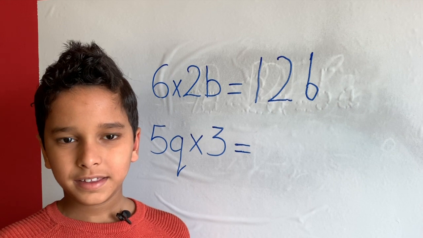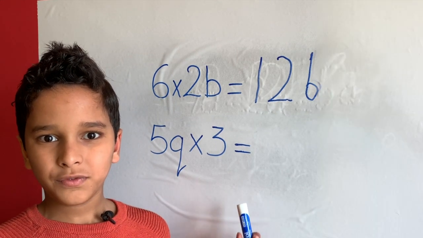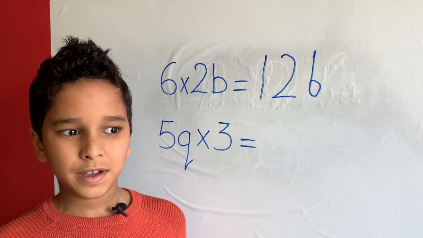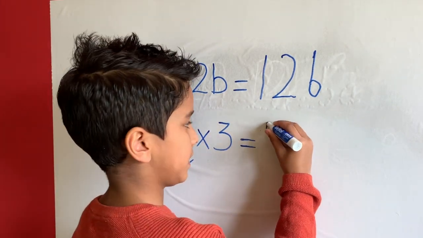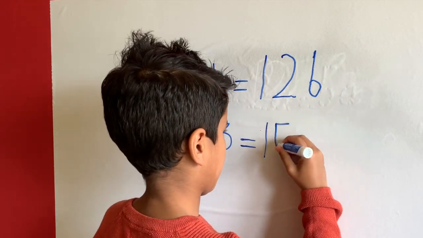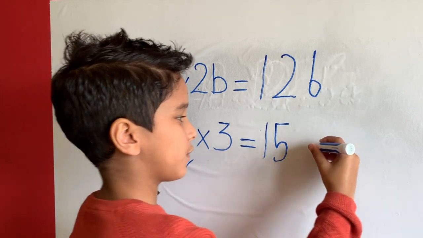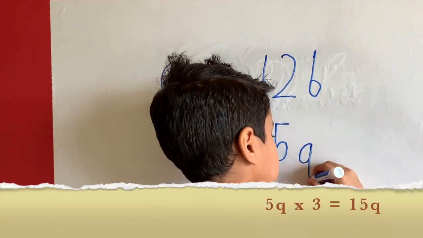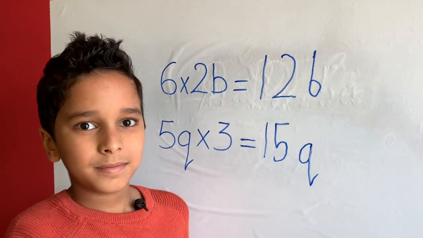Let's look at a fourth example. 5Q times 3. Multiply the numbers first. 5 times 3 equals 15. 15 times Q equals 15Q. So the answer is 15Q.